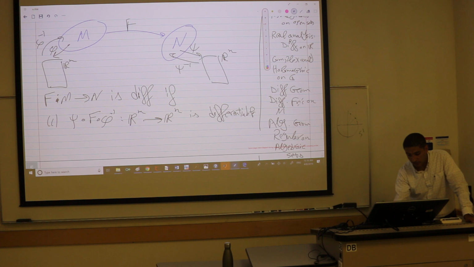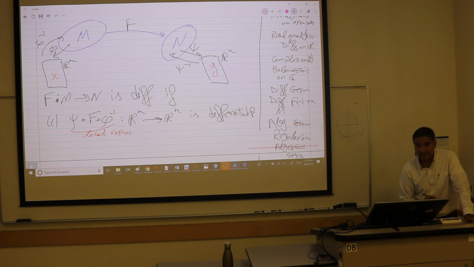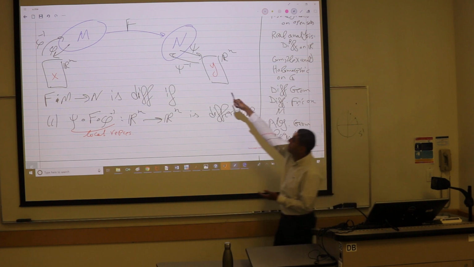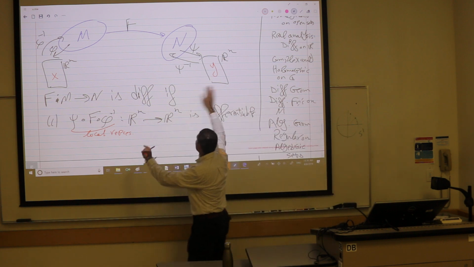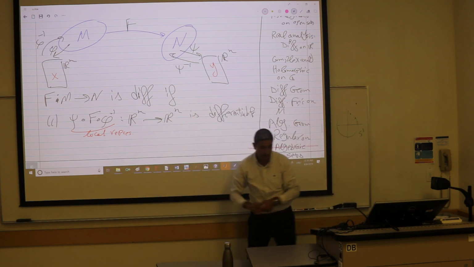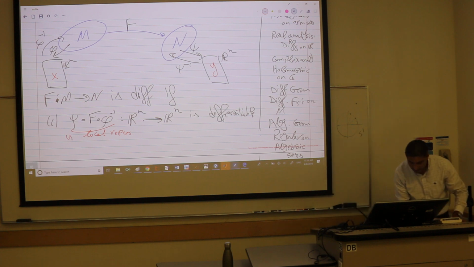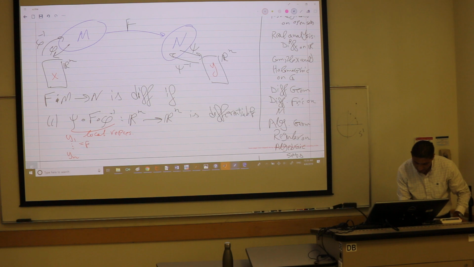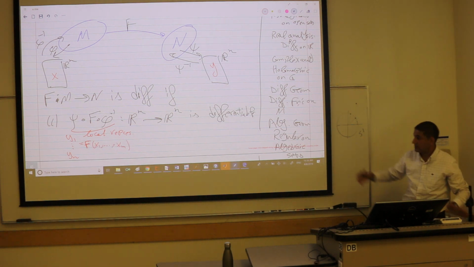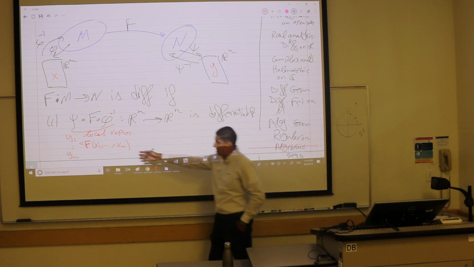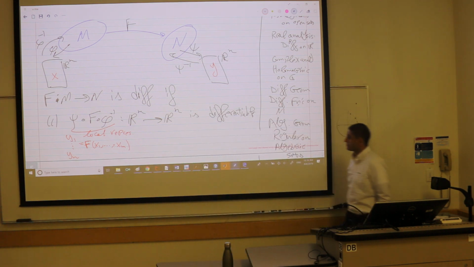So this is what we call the local representation. If these are y's and these are x's, then f provides you the means to relate y to x. So if you want to write y1 up to yn as functions of x1 up to xm, this is the thing. And you just check if this is differentiable.